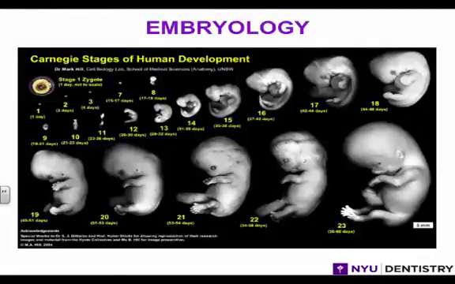So when we classify an embryo, there is a classification that comes out of Carnegie. These are called the Carnegie stages of human development. And we classify everything based on the number of stages that we have. It is based on what happens. So stage 1 is day 1, which is the zygote. The next one is stage 2, which is 3 days after development.